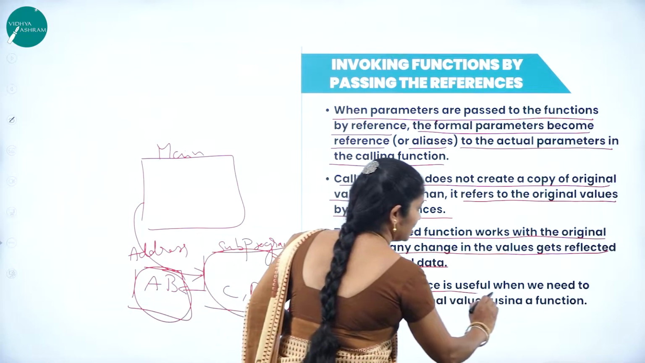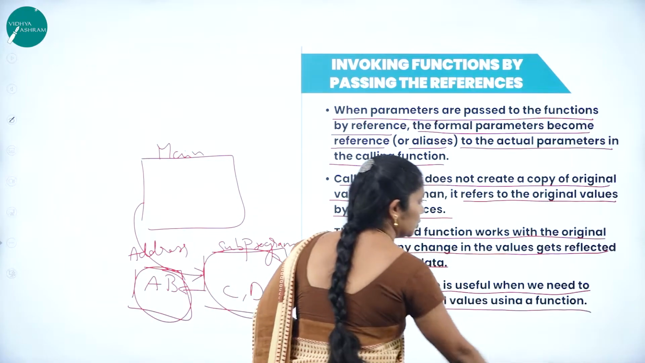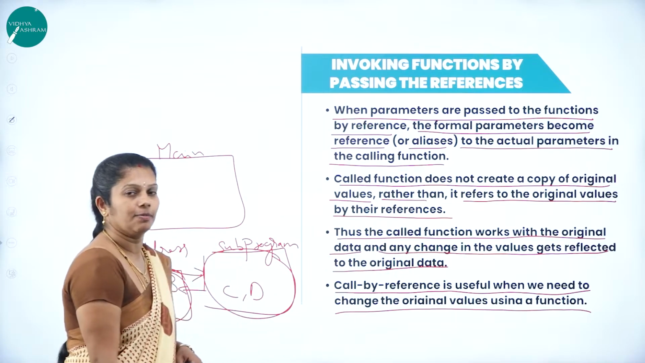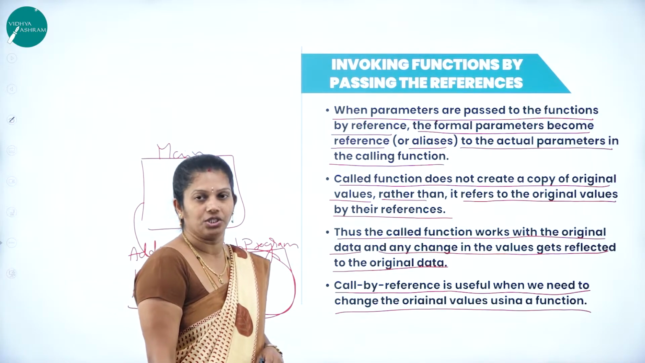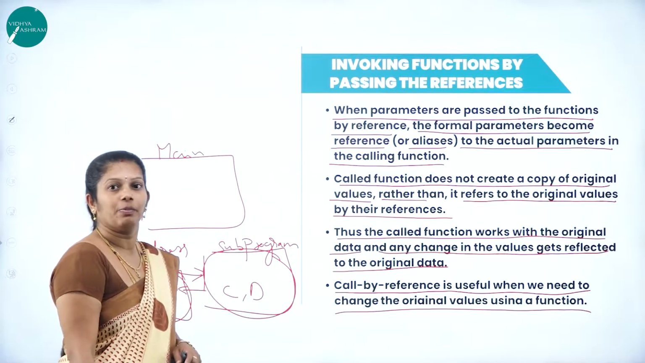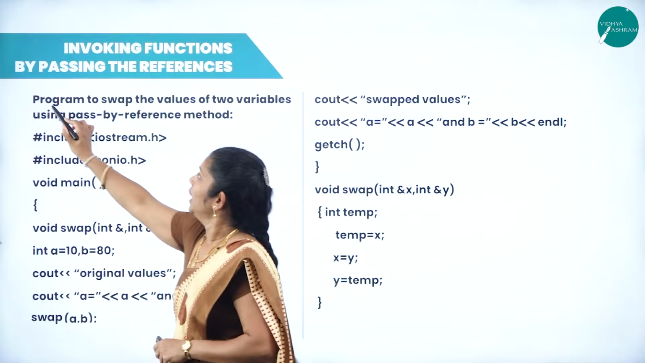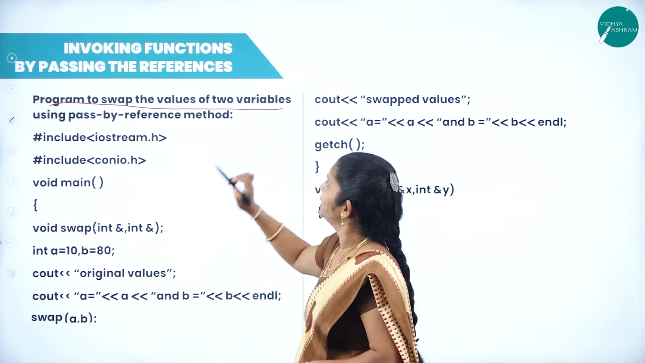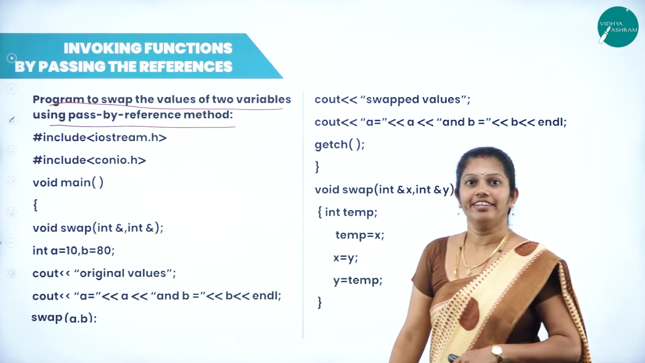Call by reference is useful when we need to change the original values using a function. This is mainly used when you want to change the values with the help of functions. That is why we use call by reference, or pass by reference. Now we will explain this with a program. Write a program to swap the values of two variables using pass by reference.